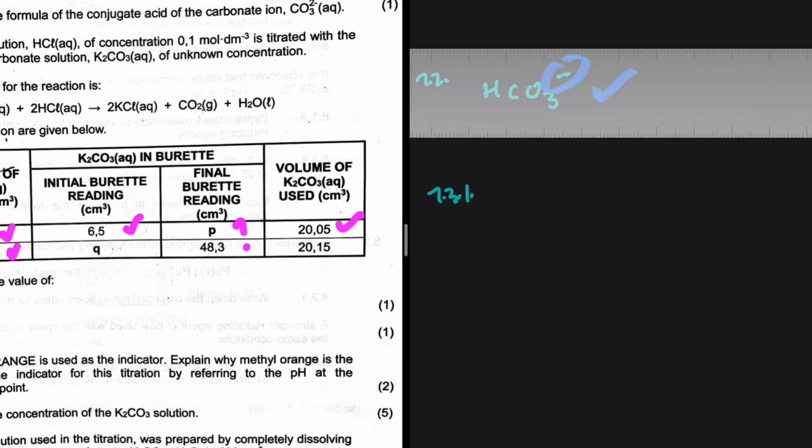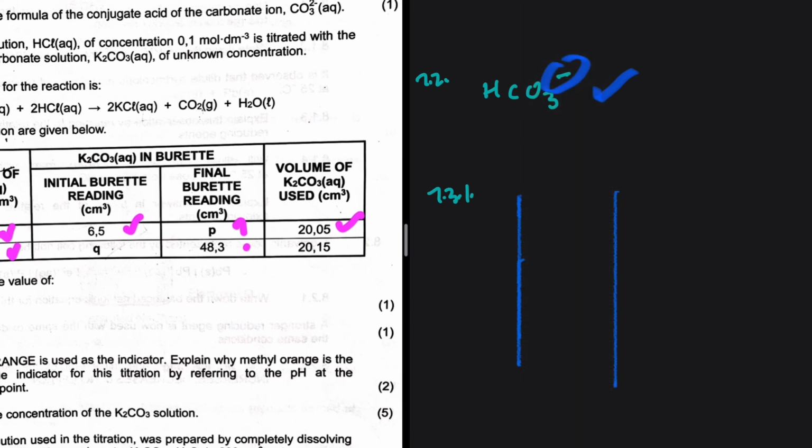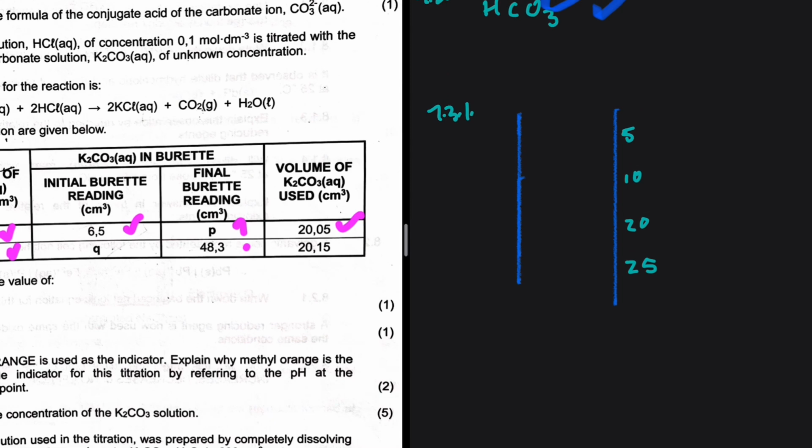Well, this is how a burette looks. Let me put a sketch real quick. The readings on a burette start low, and as you go down they get high. So here you will find something like 5, 10, 20, 25. This is how the readings on a burette look. So the final reading will always be greater than the initial reading in a burette, because the numbers increase as you go down.